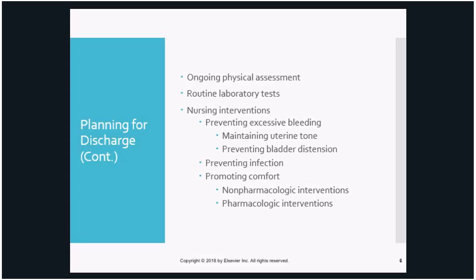Ongoing physical assessment will continue throughout the whole stay. Routine lab test, so an H&H will be drawn the day after delivery to make sure the mother didn't lose too much blood. Nursing intervention, so preventing excessive bleeding. Make sure that the patient is maintaining uterine tone, preventing bladder distension. So you want to make sure that she's getting up, she's going to the restroom, she's not waiting 8 hours to urinate. Preventing infection is important, and promoting comfort. So non-pharmacological interventions, and sometimes pharmacological interventions are needed for pain.